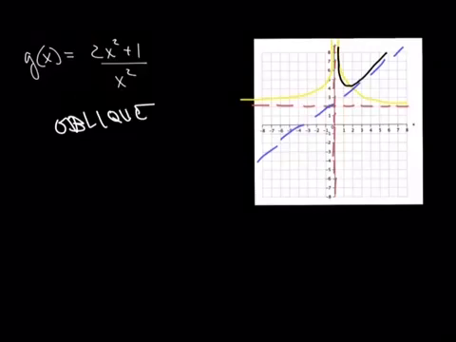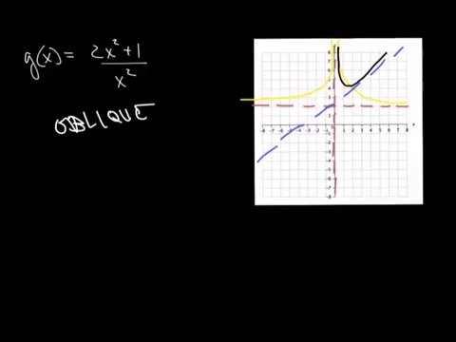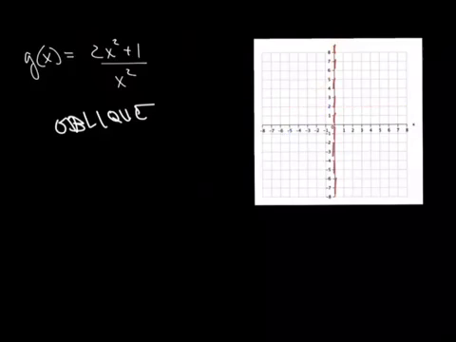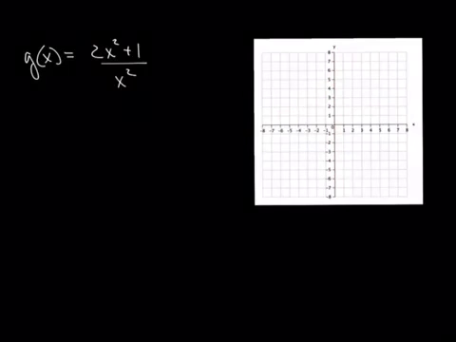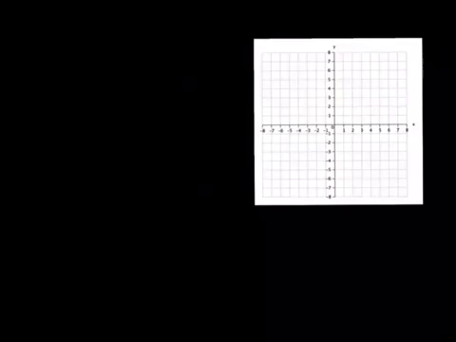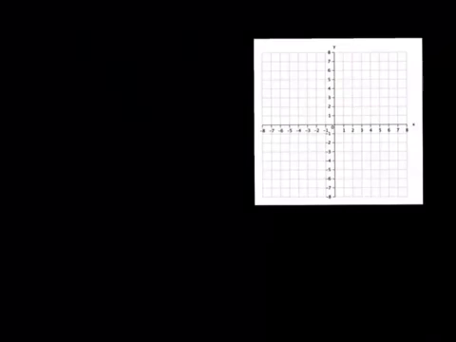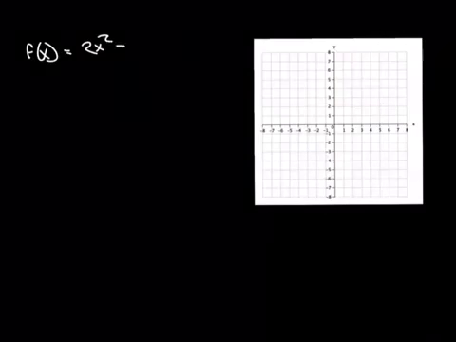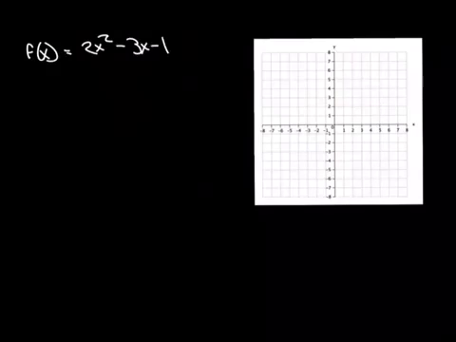Or another word that they use sometimes, I haven't seen it very often, is a slant asymptote. So you've got to be careful that there might be one of those as well, and we'll do an example of one here so you can see how that's determined. So let's look at example 7. We have f of x equals 2x squared minus 3x minus 1 over x minus 2.